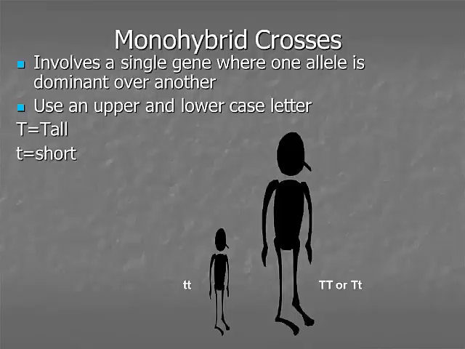Monohybrid crosses involve a single gene where one allele is dominant over another. In other words, the dominant allele masks or hides the recessive allele. You will use an uppercase letter for your dominant allele and a lowercase letter for your recessive. If you look at our picture below, we have a homozygous recessive individual, a homozygous dominant allele pairing shown, and a heterozygous pairing shown.